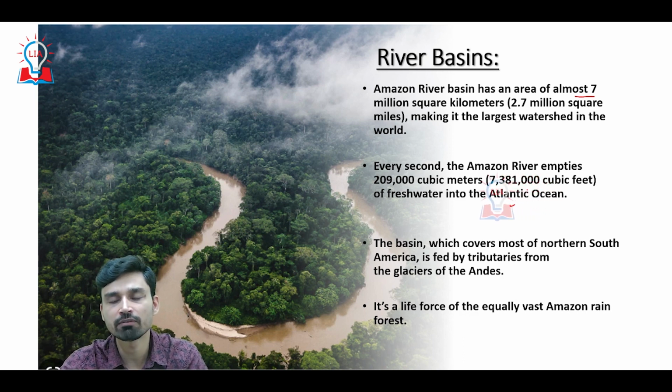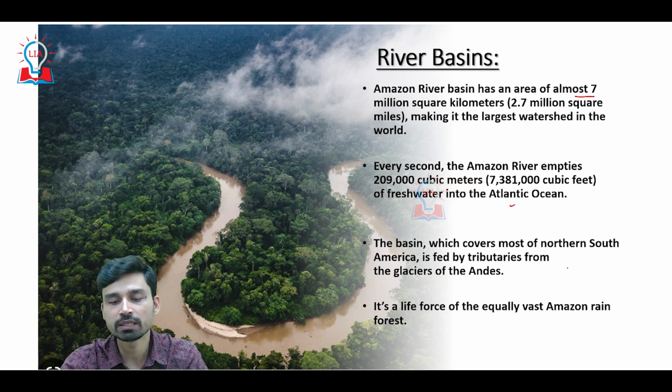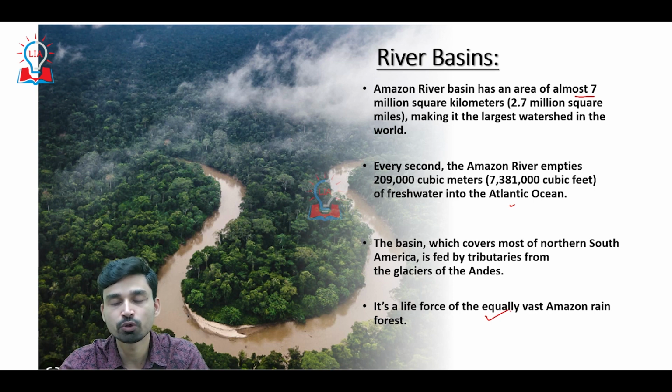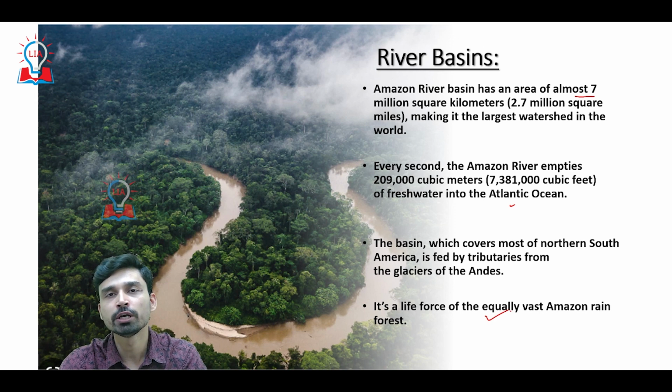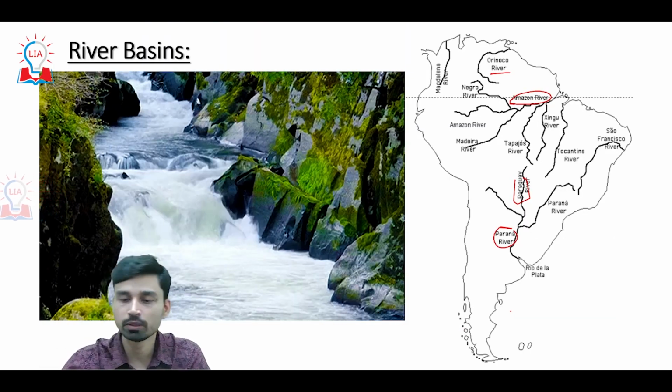The Amazon basin covers a huge area which makes up the northern part of South America. It gets a lot of tributaries from the glaciers which originate from the Andes range, and thus it is considered the life force of the equally vast Amazonian rainforest. The Amazonian rainforest has such huge biodiversity that even within a 1 square kilometer radius of the forest, you will find more than 100 different species of plants and different species of animals. Since the density of vegetation here is so huge, it is also called by many geographers the lung of the planet, because it supplies a huge volume of oxygen to the earth.